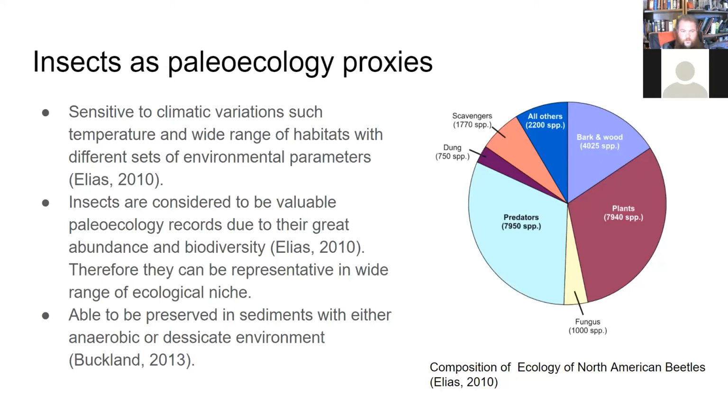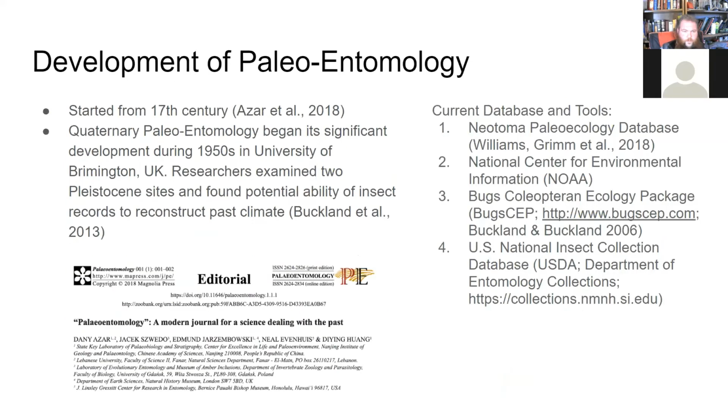Then I'm going to talk a little bit about the development of paleoentomology. It started in the 17th century. At that time, curiosity toward insects and some of the insect macrofossils began to grow. But modern paleoentomology really begins in the 1950s at the University of Birmingham, UK, where researchers started to examine two Pleistocene sites and found the potential ability of insect records to reconstruct past climate.